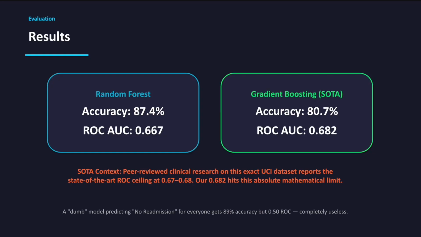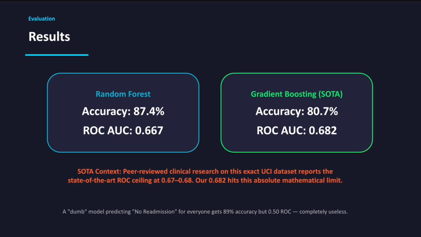At first glance, it looks like random forest is better because it has higher accuracy, but that's actually misleading, and here's why. Only 11.4% of patients in this dataset were actually readmitted within 30 days. That means a completely useless model that predicts no readmission for every single patient without looking at any features at all would score 89% accuracy. So accuracy alone tells us almost nothing here.